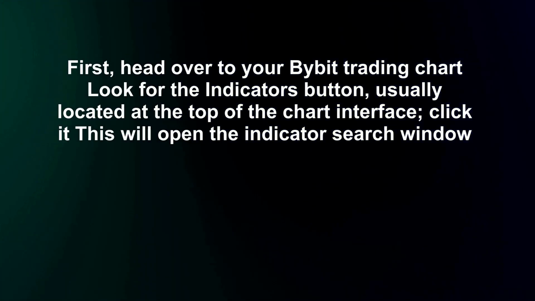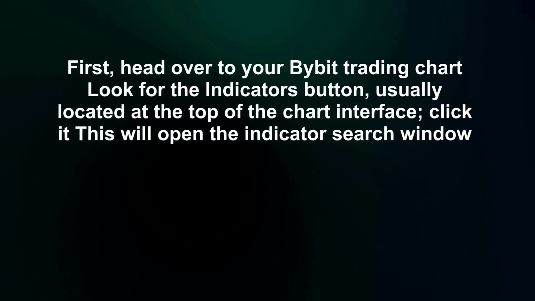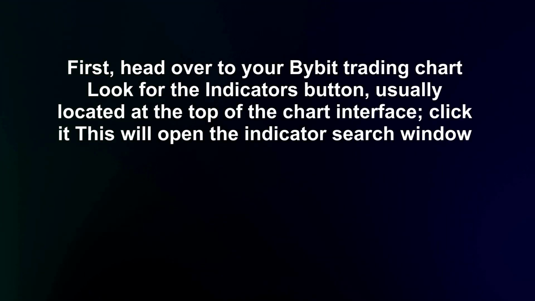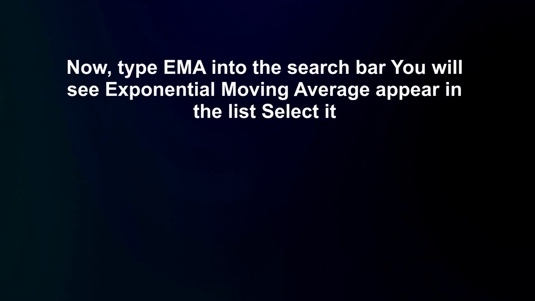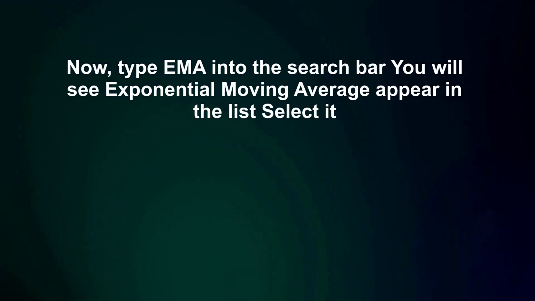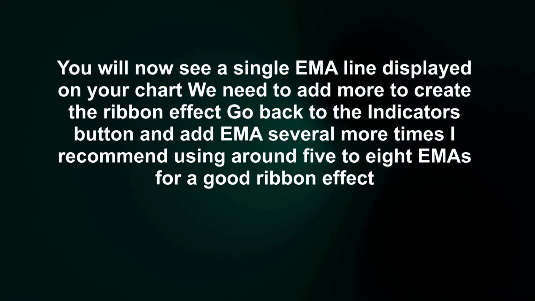Look for the Indicators button, usually located at the top of the chart interface. Click it. This will open the indicator search window. Now, type EMA into the search bar. You will see Exponential Moving Average appear in the list. Select it. You will now see a single EMA line displayed on your chart.